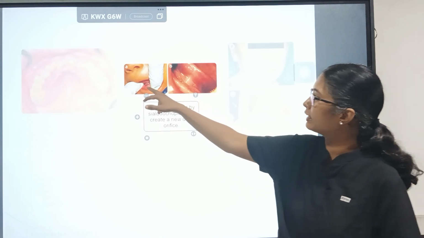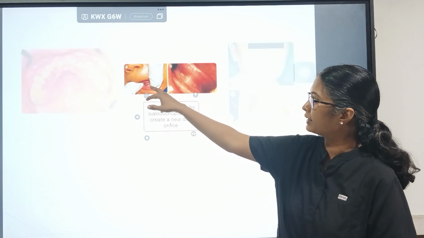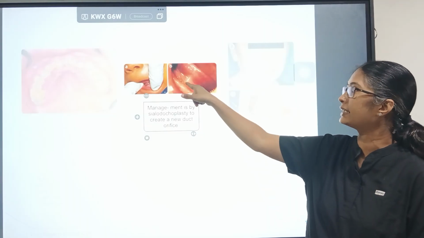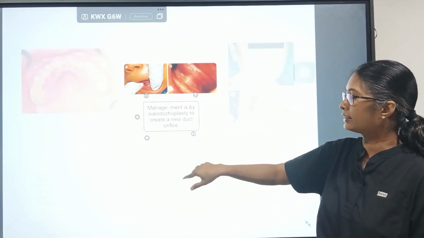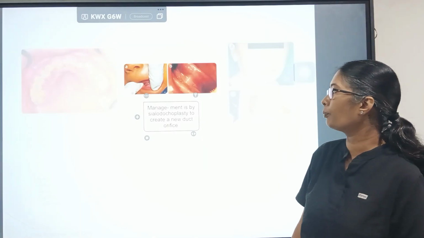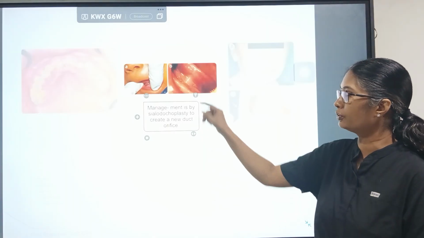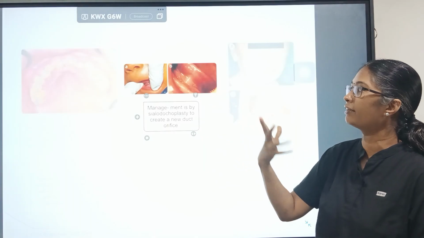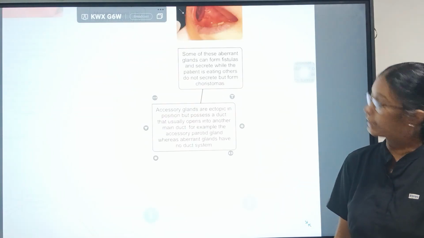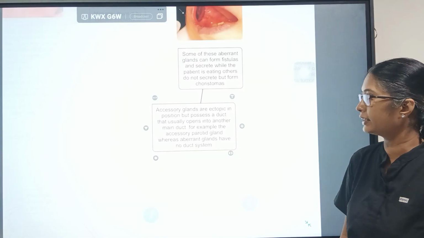Here we can see a baby with a ranula-like presentation, but the opening of the duct is not seen. That is the reason for this ductal atresia. Management is by sialolithiasis to create a new duct orifice, so they create a duct orifice for the salivary secretions to come into the oral cavity. That was ductal atresia.